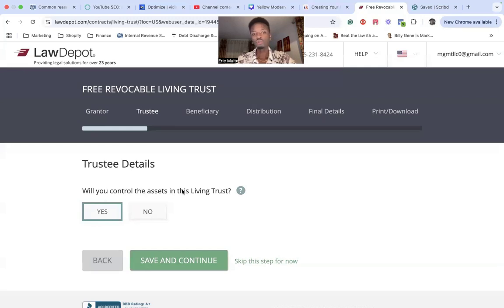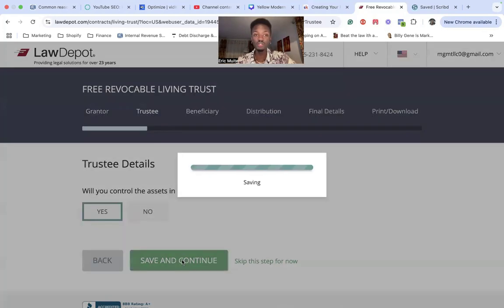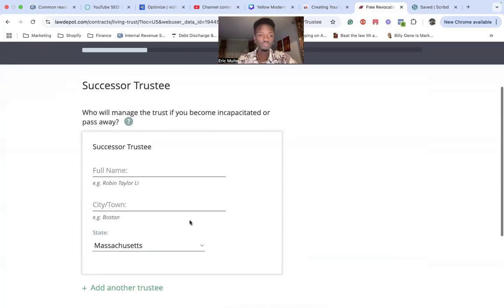Will you have control and assets in the living trust? Will you control the asset? And you want to hit yes, right? The reason why is because if you hit no, it's going to turn into an irrevocable trust, right? Full name of the trustee, right?